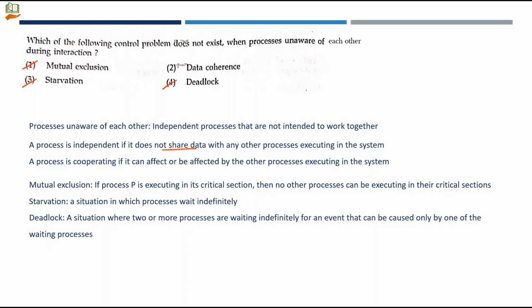What about data coherence? Data is same everywhere. When there is no need to share any data, data coherence will never be a problem for independent processes. Option number 2, data coherence will be the right answer.